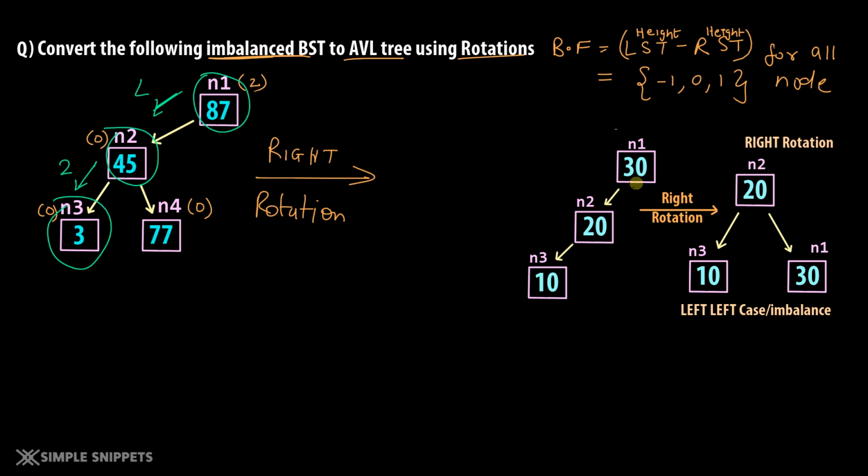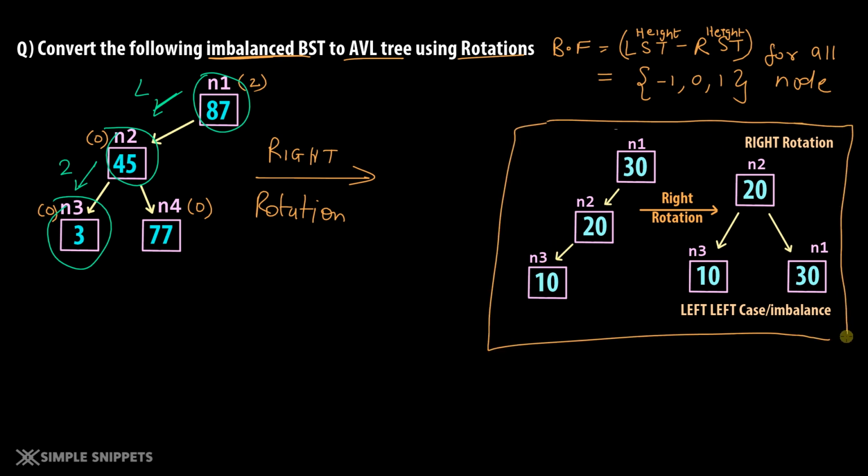So when you do right rotation, what happens? You can see over here, this is a left-left imbalance or left-left case. We have to do a right rotation. So in right rotation, if you observe, N2, that is the center node, becomes the parent node. So N2 is shifted up and N1 is taken down, correct? So over here also we have N1, N2 and N3 as the three nodes. The center node is N2, correct?